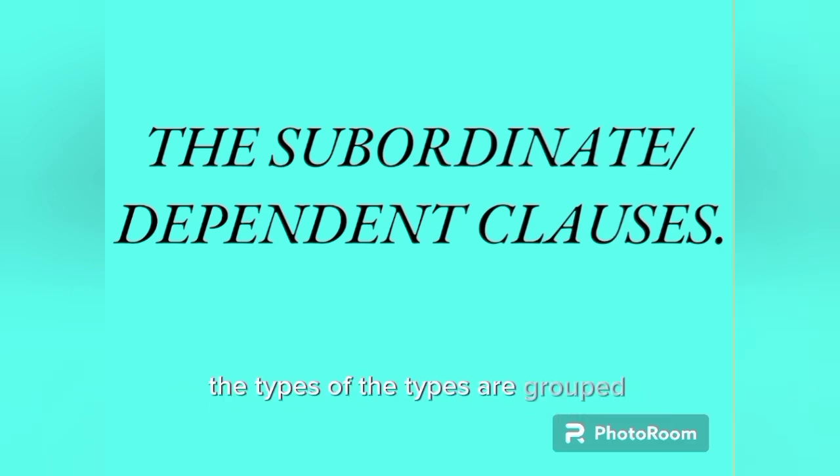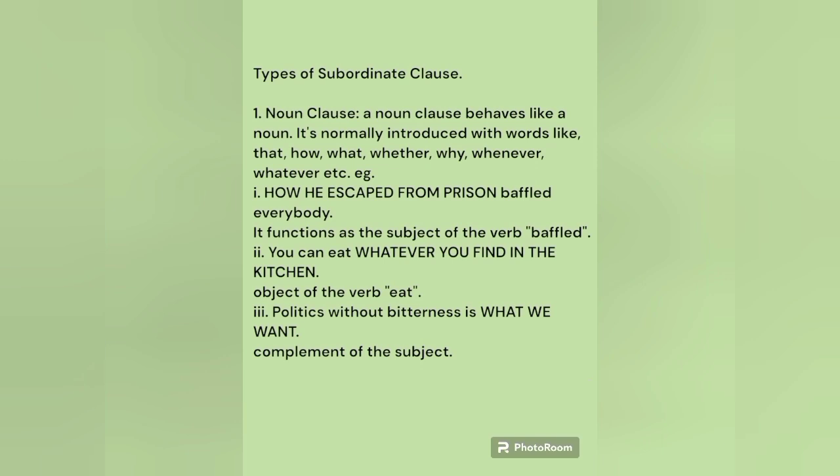The types are grouped into noun clause, adjectival clause, and the adverbial clause. They are the types of subordinate clauses. The first one is the noun clause. A noun clause is a clause that behaves like a noun and has noun or pronoun as the root word. You can also say that a noun clause is a clause that has the same function of a noun.